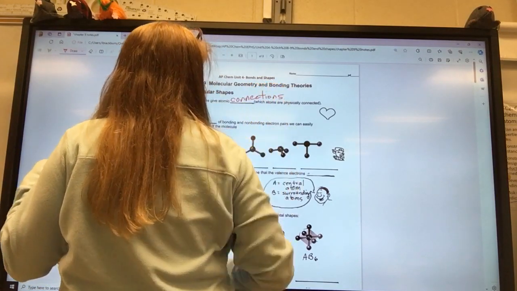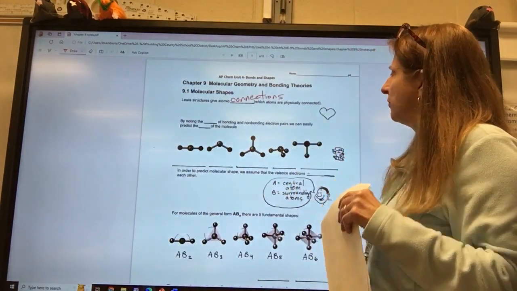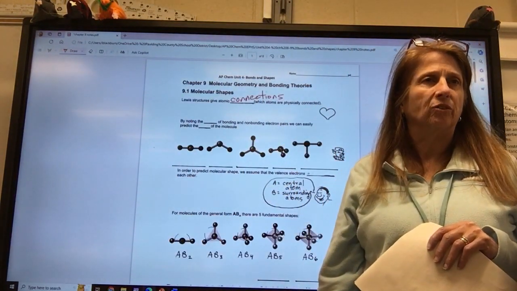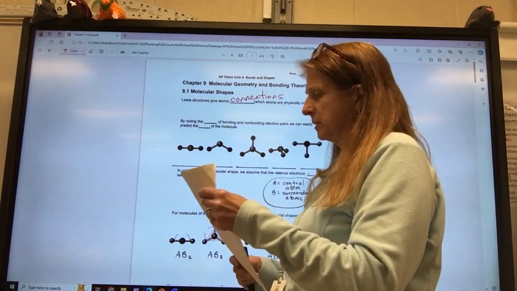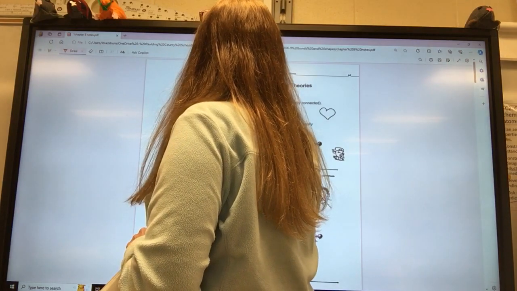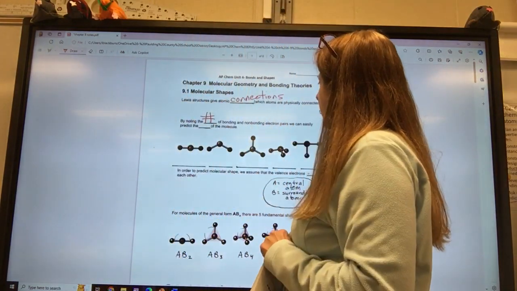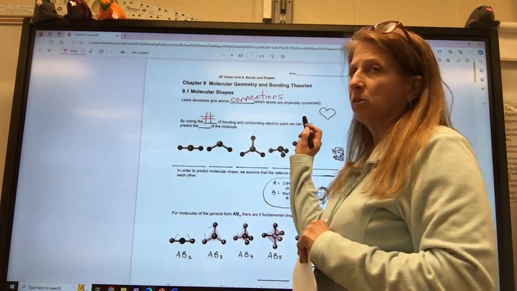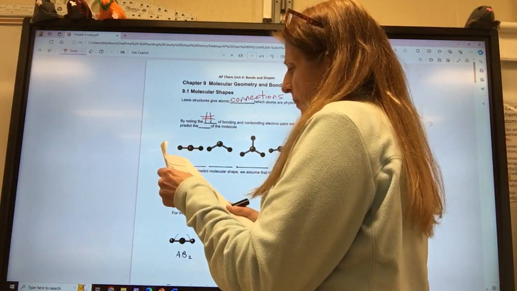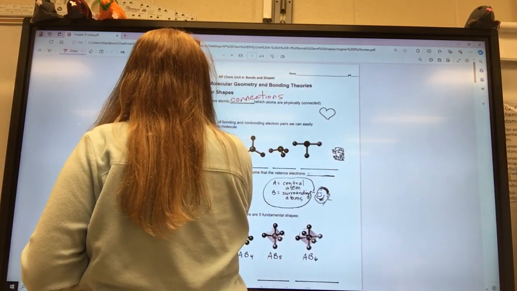They tell you the atomic connections, which atoms are physically connected, but they don't tell you anything about bond angles. You can do the Lewis structure and find out what's connected. But by noting the number of bonding and non-bonding electron pairs, that's what was like our pretzels, we can easily predict the shape of the molecule.